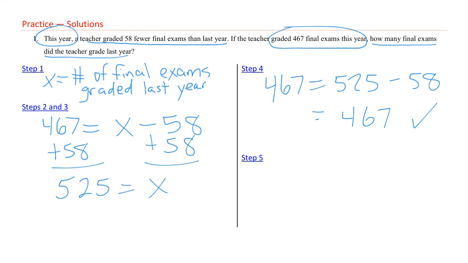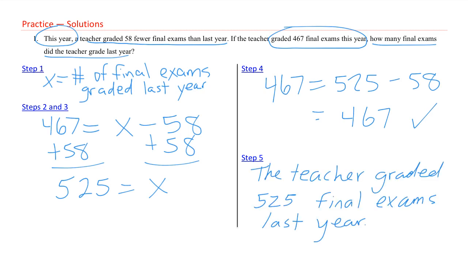And it's time to move on to step 5, which is to write out our answer as a statement matching the question that was asked. So the question was, how many final exams did the teacher grade last year? The answer is the teacher graded 525 final exams last year. Let's go ahead and move on to our next problem.